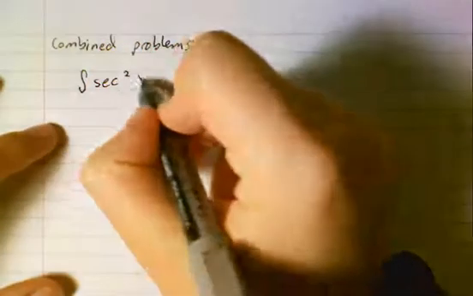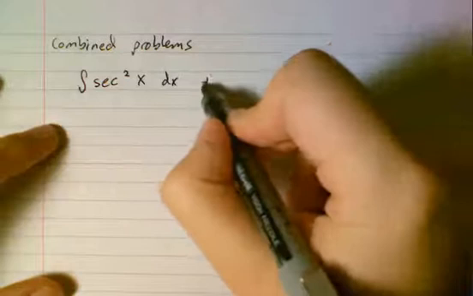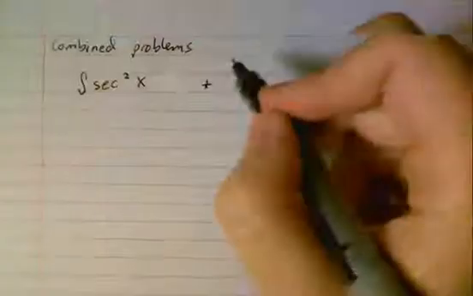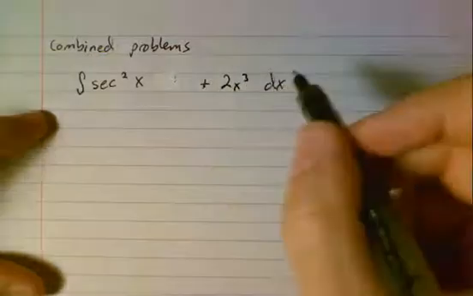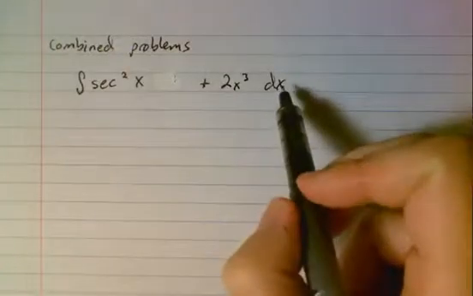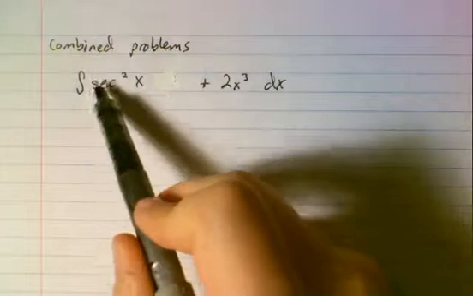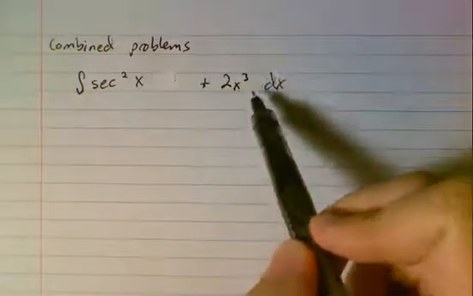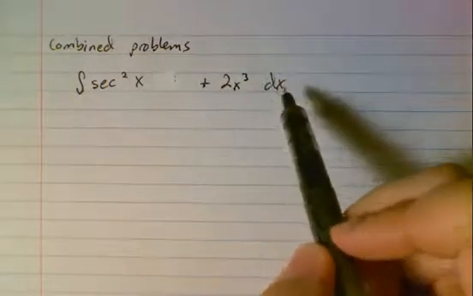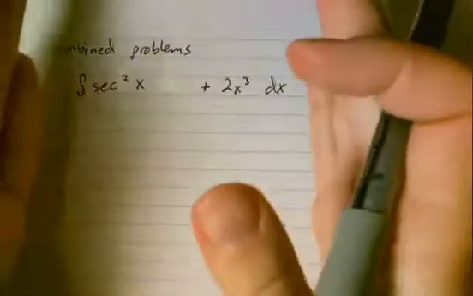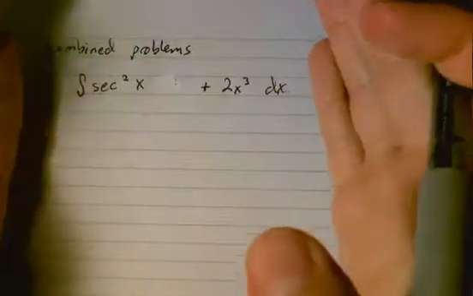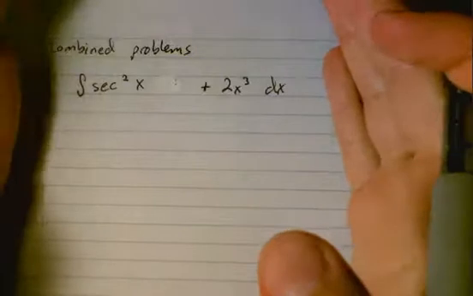Let's find the antiderivative of the secant squared of x dx. Oops, no dx yet. I'm not done with the problem. Secant squared of x plus 2x to the third dx. Now this dx tells us where to stop taking the antiderivative. So this whole thing, we could put parentheses around it if we wanted. The antiderivative sign and the dx sort of form parentheses, saying everything in between is what we're taking the antiderivative of.